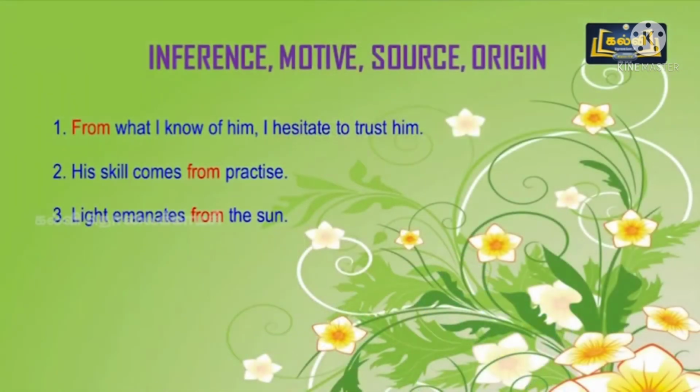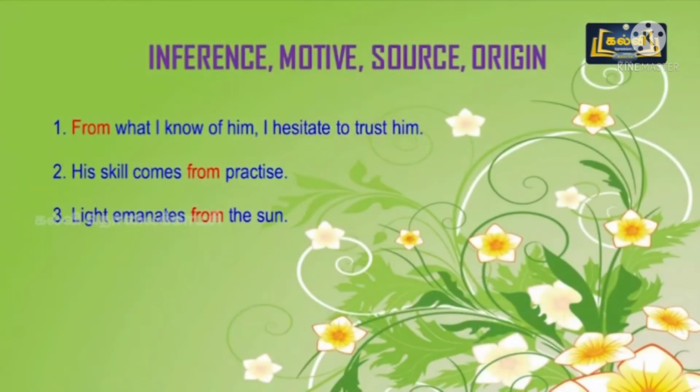Then come examples for inference, motive, source and origin. First example is, from what I know of him, I hesitate to trust him. Here from is the preposition. From, to, by, on, foot, these prepositions are well known to you. Second one is, his skill comes from practice. Third one, light emanates from the sun.